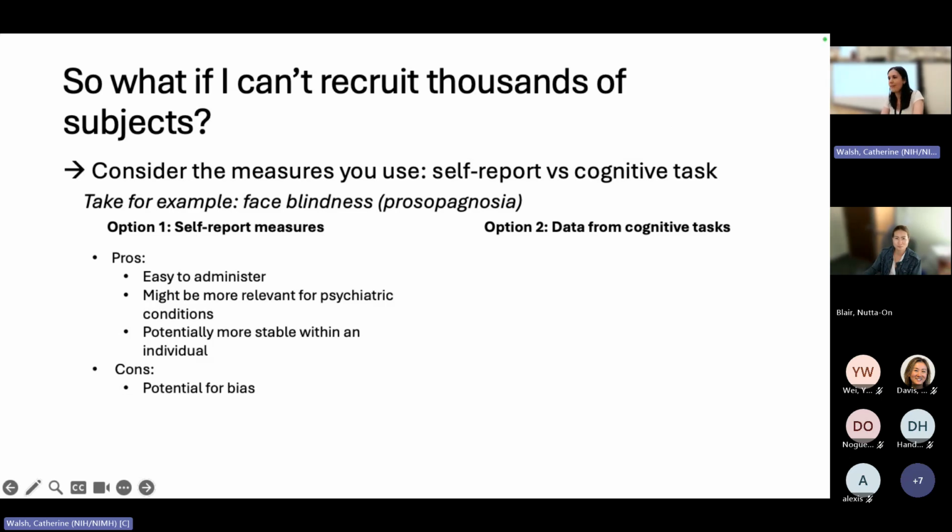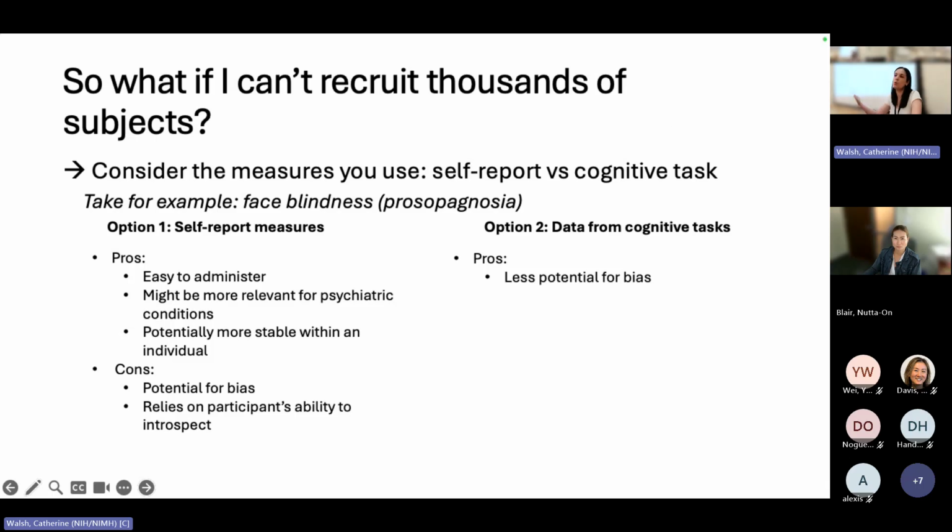But that being said, there's potential for bias. You are asking someone to judge their own performance. We as people are not always great at that. So it relies on the ability to introspect. On the other hand, cognitive tasks might have less potential for bias. It's harder to cheat on a task.